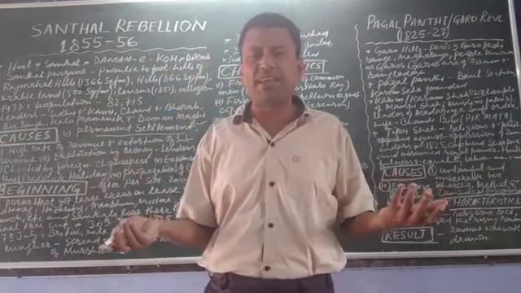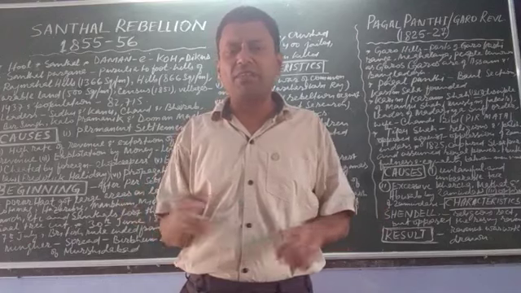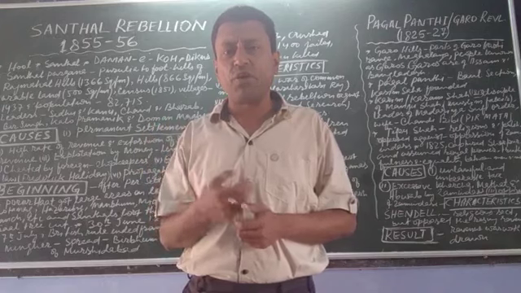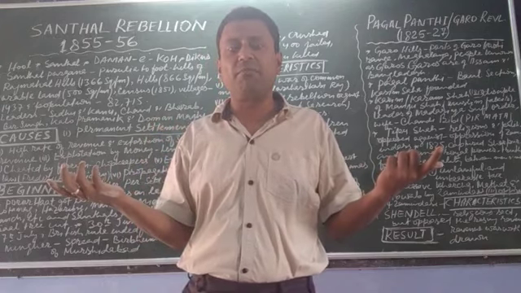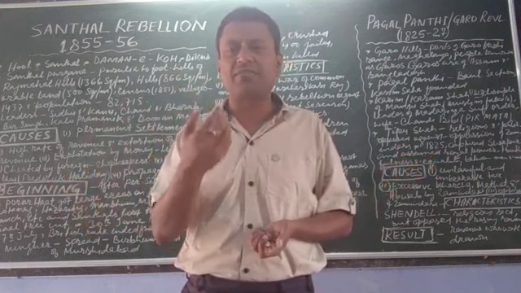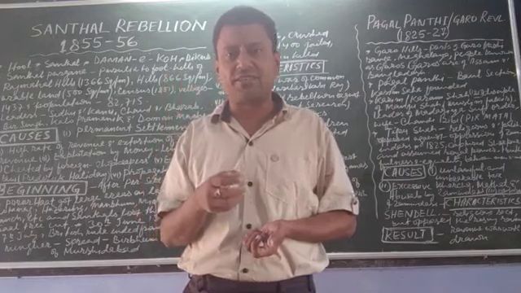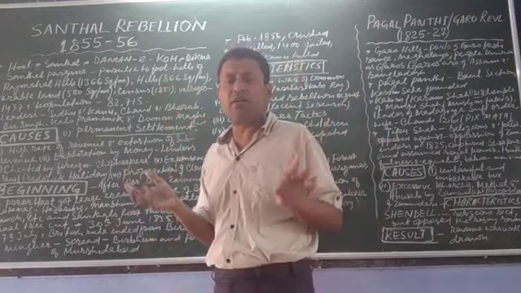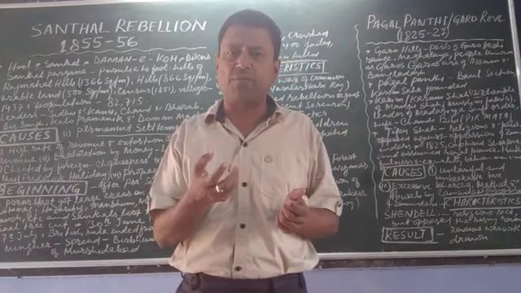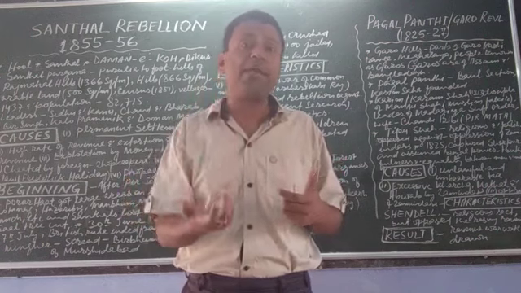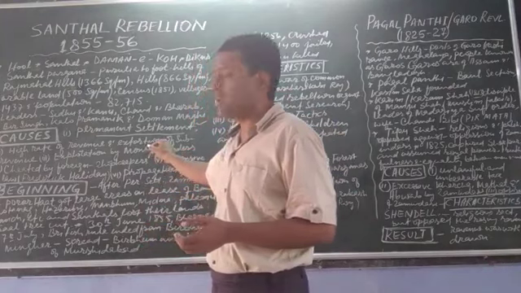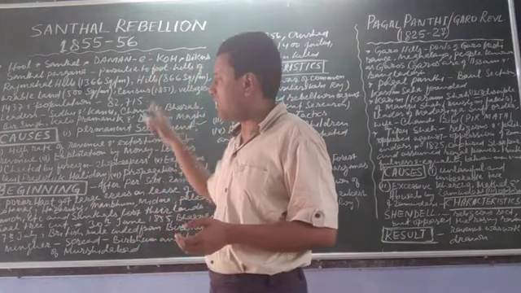Here, the same heading is there. Money lenders: when the zamindars, gomastas, contractors demanded revenue, extra revenue, they did not have the money to pay so much. So ultimately they went to the money lenders, and the money lenders gave them money at a very high rate of interest, which they could not come out of. They could not pay the loan in their whole life. So that also became the cause for the revolt of Santhal.